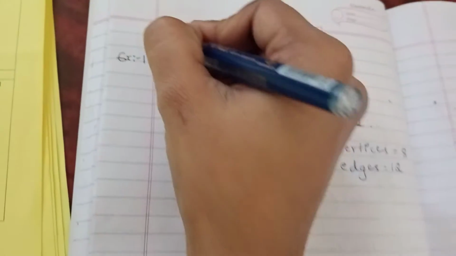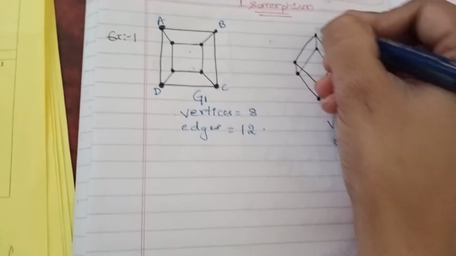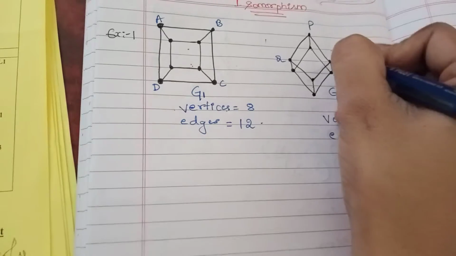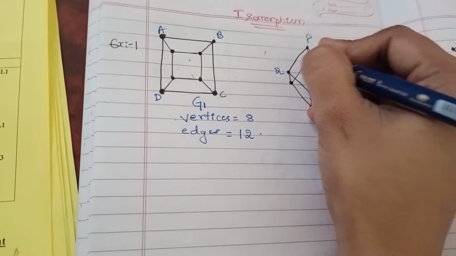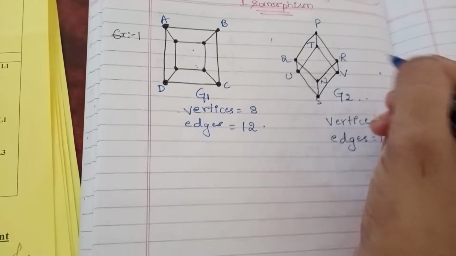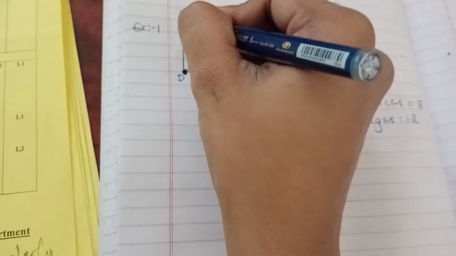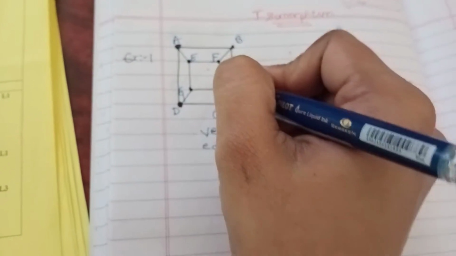So now you can name this for your convention. To write the ordered pairs, you have to first name this. Okay, P Q R S T U V and this is W. Okay, A B C D E F G H.